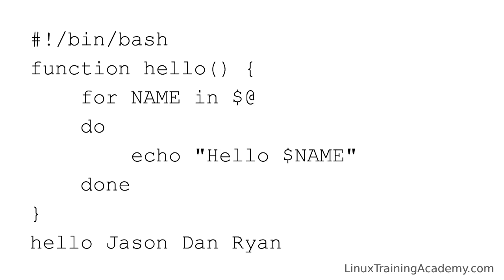This script will loop through each of the parameters passed to the hello function and echo hello followed by the parameter. The output of this script would be 3 lines. The first line would be hello JSON. The second line would be hello Dan, and the third line would be hello Ryan.